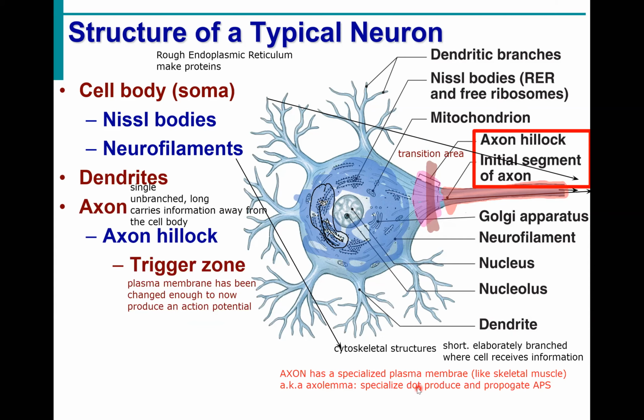Oh, actually, it's not supposed to be dot at all. It's supposed to be 2. I'm not sure how I got dot. Oh, that's what it is. This was supposed to say specialized 2. So the D ended up in the wrong spot and the O and the T ended up backwards. Thank you for catching that. So our axolemma has been specialized to produce and propagate action potentials.